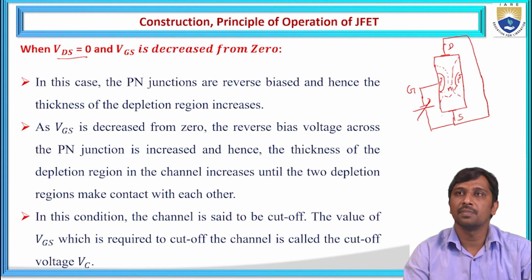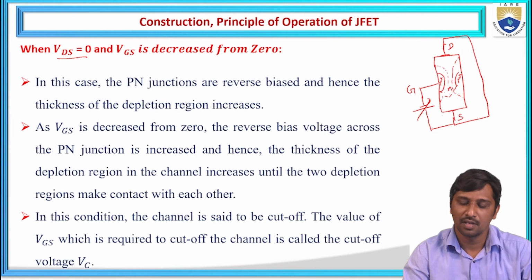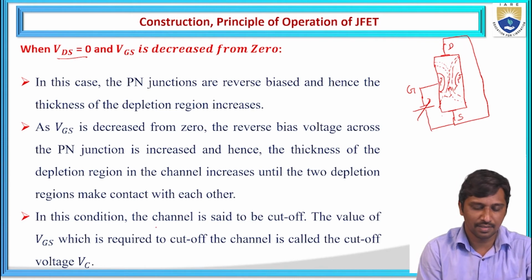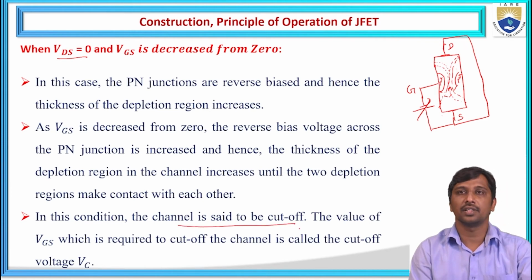So like this, the depletion width increases towards the opposite sides. If it goes on increasing this reverse voltage, what happens? At very large reverse voltage, the depletion width becomes very large. At a particular point, the two depletion widths of the internal layer are shorted. Hence, the channel disappears, and at this point the channel state is called the cutoff.